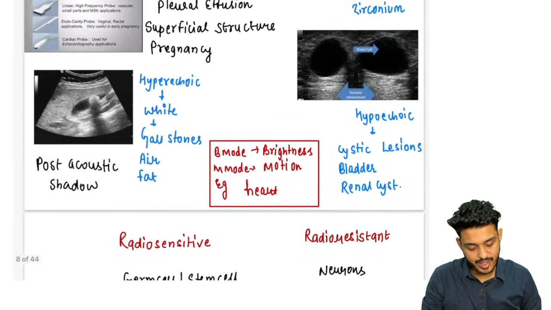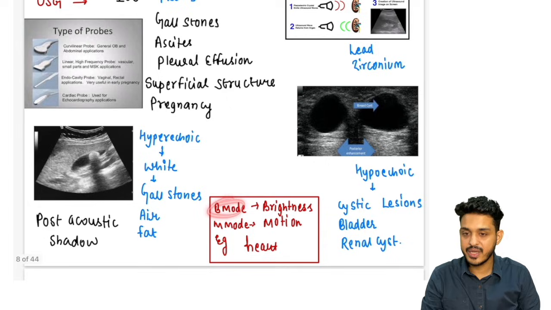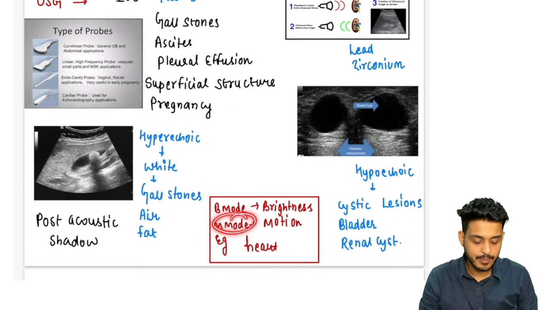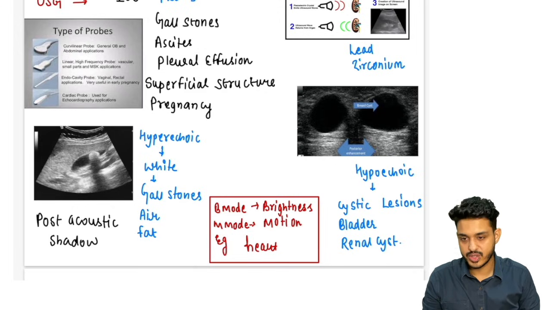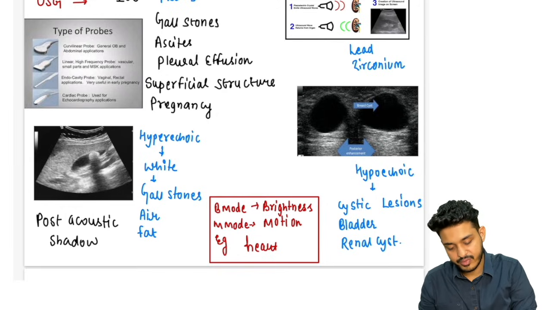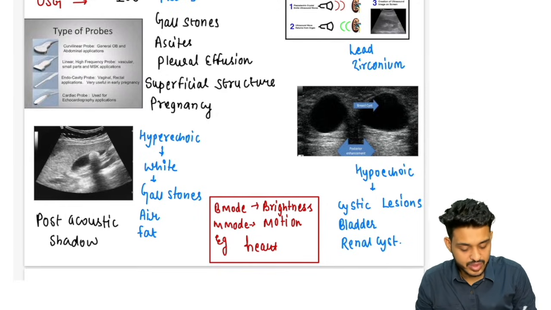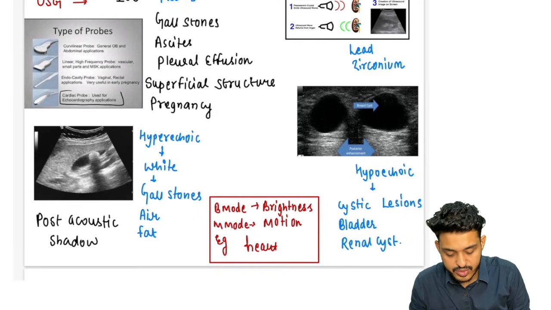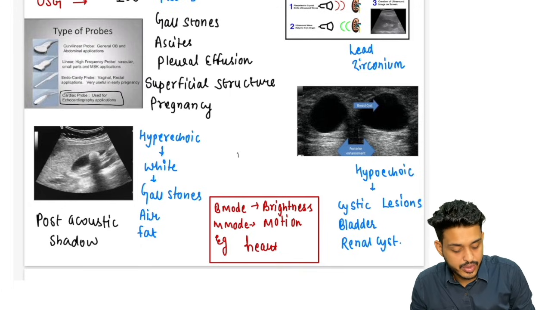So you can understand. We have got B mode, which is the mode for brightness. We have also got M mode, which is the mode for motion, right? In M mode, we are going to see what? Heart. And what probe are we going to use? We are going to use the cardiac probe. This is known as 2D echo.